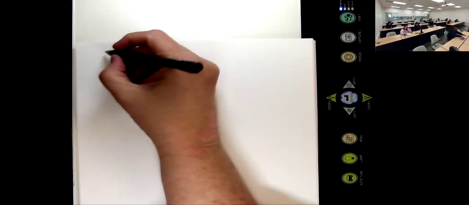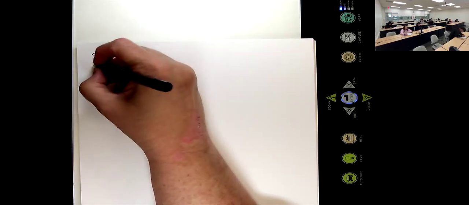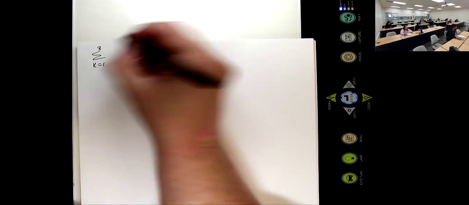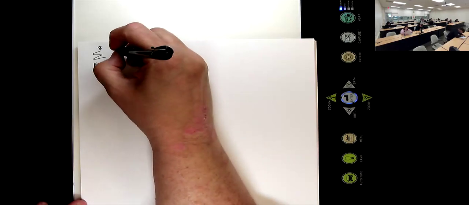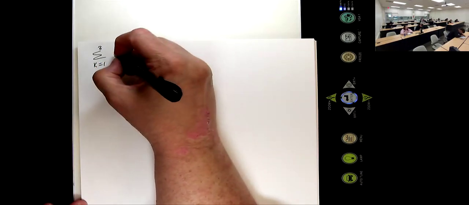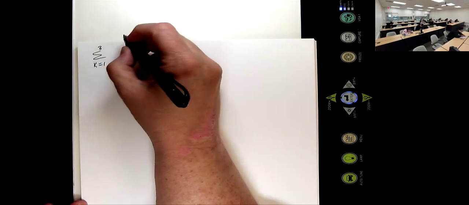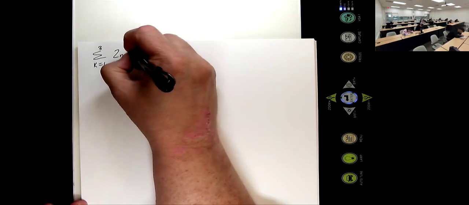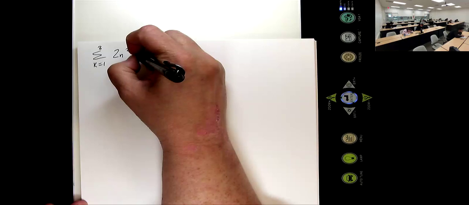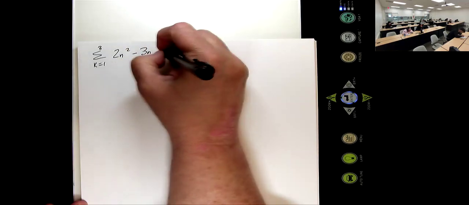Show you guys an example. We'll keep the values small. K equals 1 to 3 of 2n squared minus 3n plus 4.